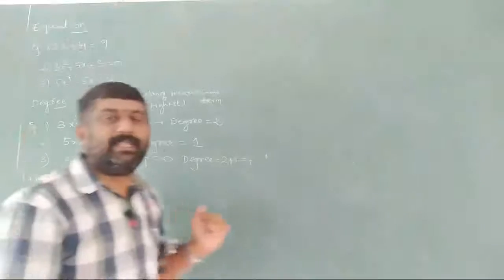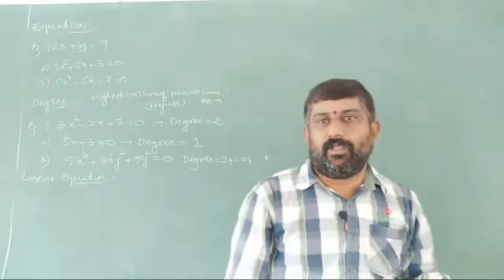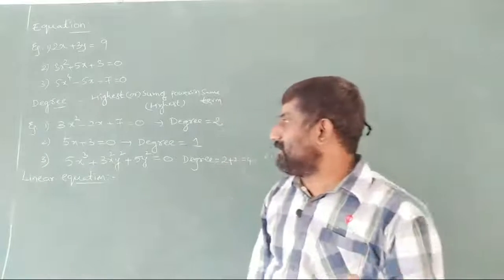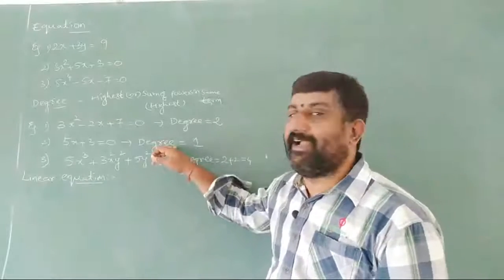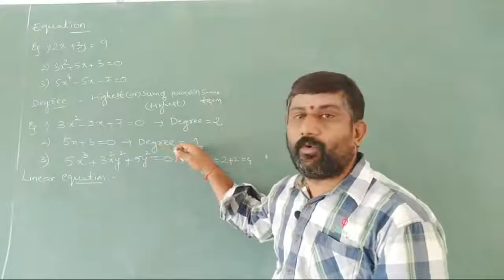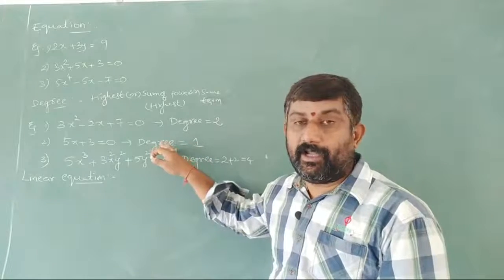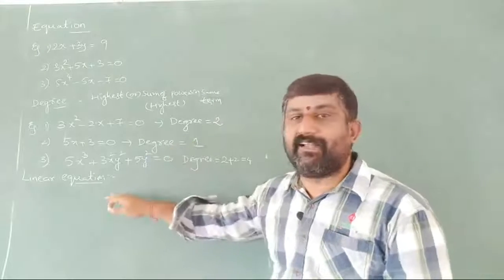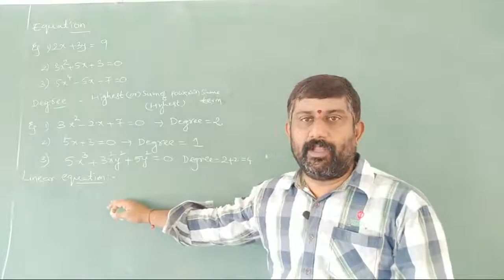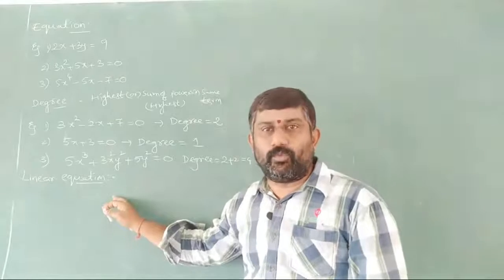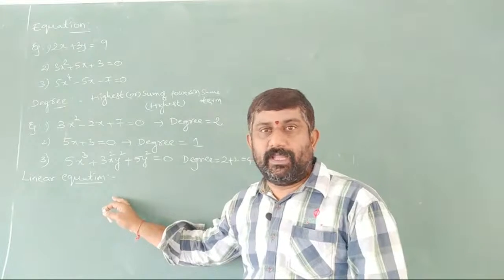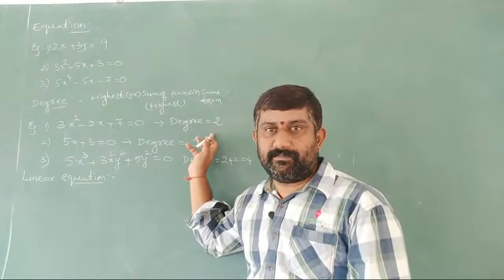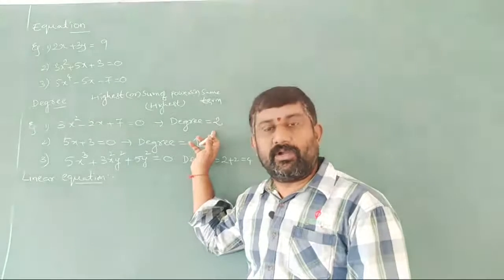I am taking linear equation. Sir, what is a linear equation? A linear equation is nothing but an equation whose degree is going to be only 1. Then we can say it is a linear equation. Now, if it is 2, what happens? If it is 2, then it is called a quadratic equation.